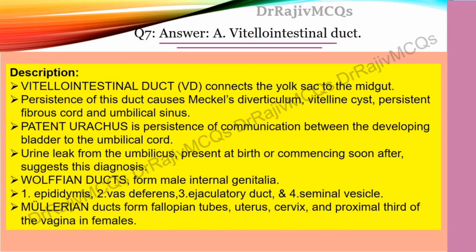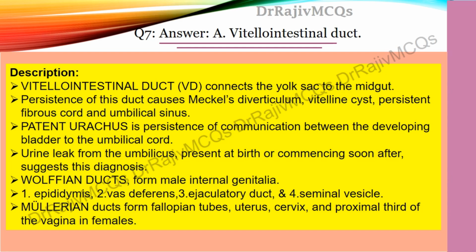The correct answer in question number 7 is option A. The vitellointestinal duct or omphalomesenteric duct is an embryonic structure that connects the yolk sac to the midgut during fetal development. Normally, it obliterates between 5 to 10 weeks of gestation. Interruption to this process results in persistence of this duct causing a variety of abnormalities such as Meckel's diverticulum, vitelline cyst, persistent fibrous cord, and umbilical sinus.